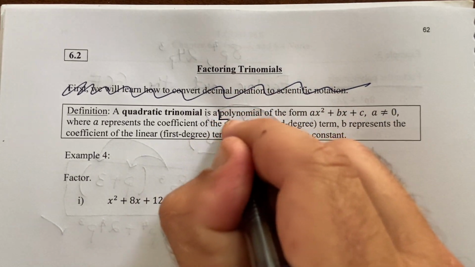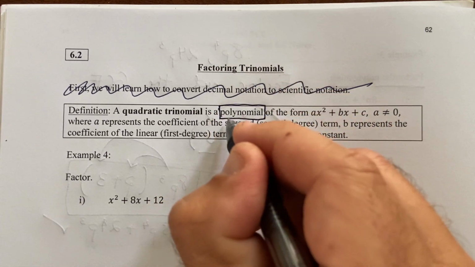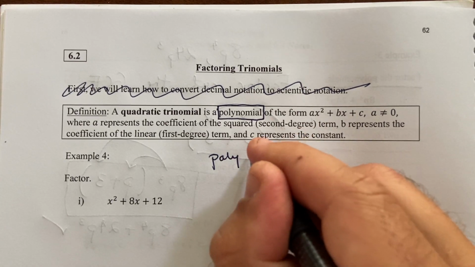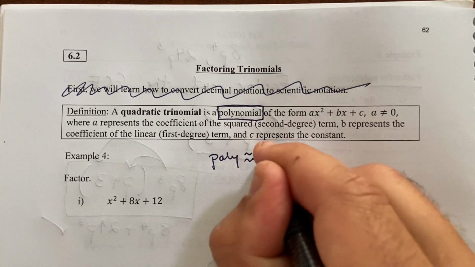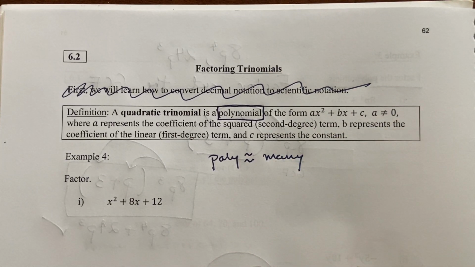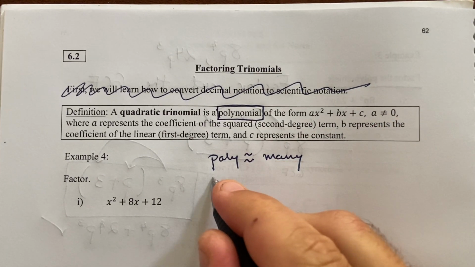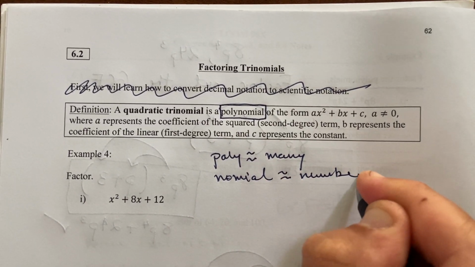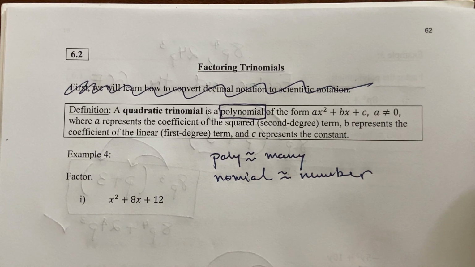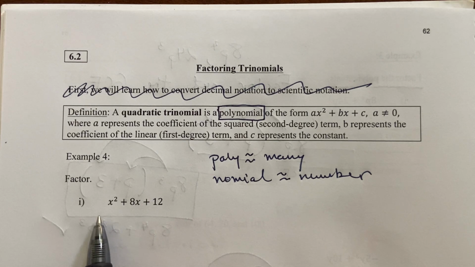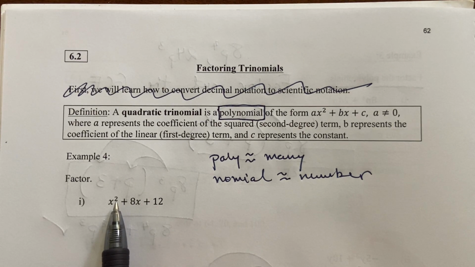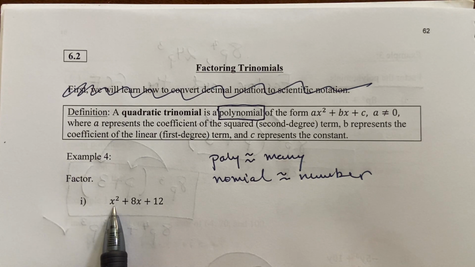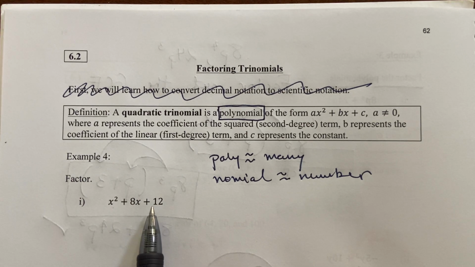So polynomial, basically, that word poly means many. That's an O. Poly, it's about equal to many. When you think poly, think many. And then nomial basically is number. So polynomial just means many numbers. So this is a polynomial. Specifically though, this is a quadratic because of the degree being 2. This is a quadratic trinomial because we have 1, 2, 3 terms.